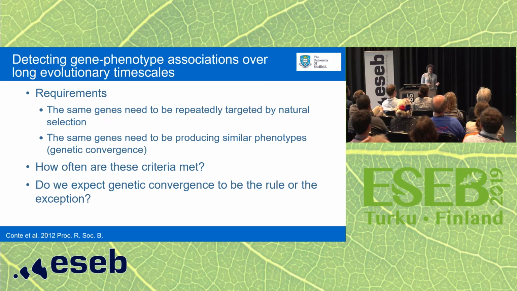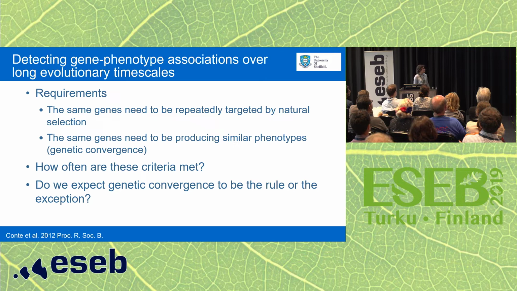And then if we really want to look at gene-phenotype associations, we need not only the same genes to be repeatedly targeted by natural selection, but to be producing the same phenotypes. And in a way, that's not really what I was looking at in the galliforms. I was just using dichromatism as a proxy for the strength of sexual selection. But maybe, if we want to look at gene-phenotype associations, we would really need this repeated evolution of the same phenotypes.